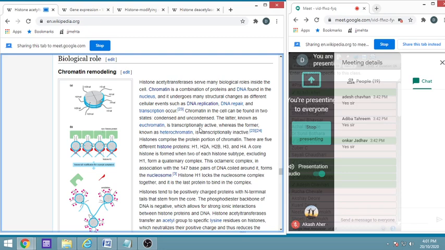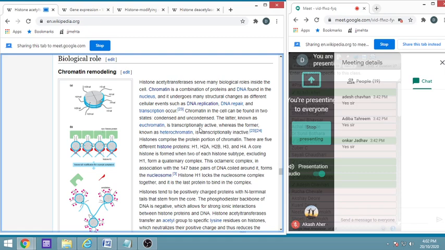One role is chromatin remodeling, that is, the structure of the chromatin is modified into a better position. So they serve many biological roles inside the cell. You know what chromatin is. Chromatin is a combination of proteins and DNA found in the nucleus, and it undergoes many structural changes during different cellular processes, like DNA replication, DNA repair, and transcription. At every process chromatin has to undergo structural changes. If the chromatin doesn't do this, then these things may not be possible properly.